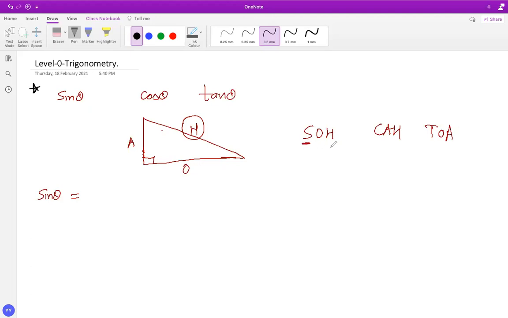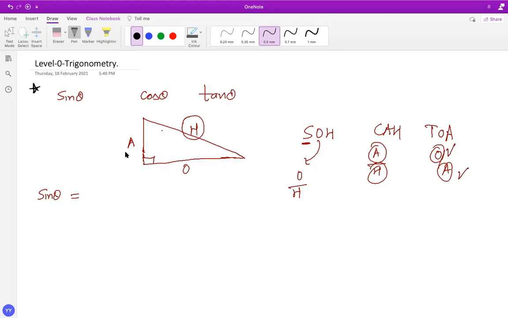Sine of any angle is opposite over hypotenuse. That's what the O over H means. Cos is adjacent over hypotenuse. And tan is opposite over adjacent.